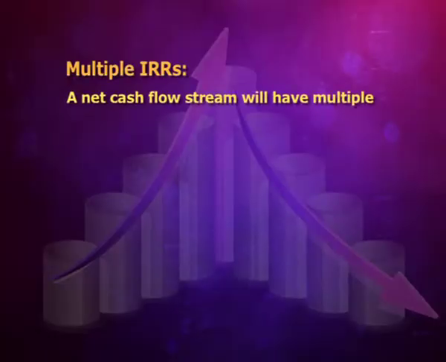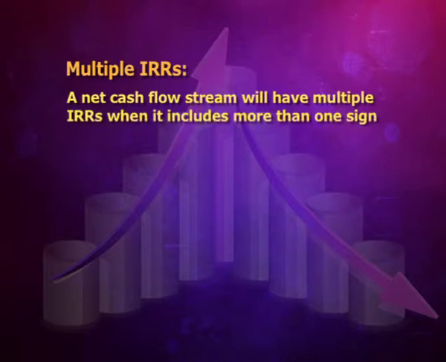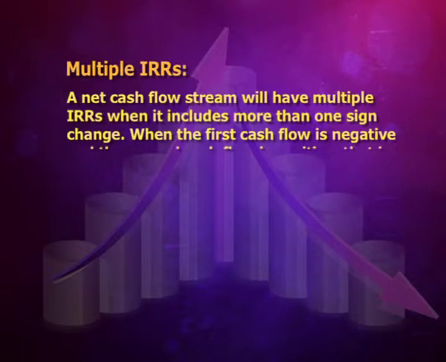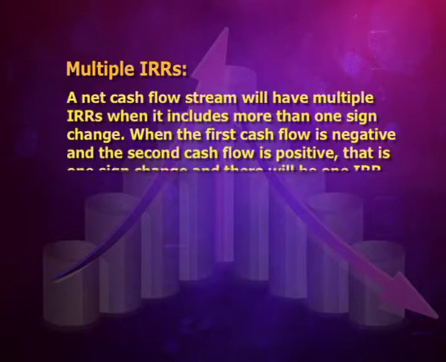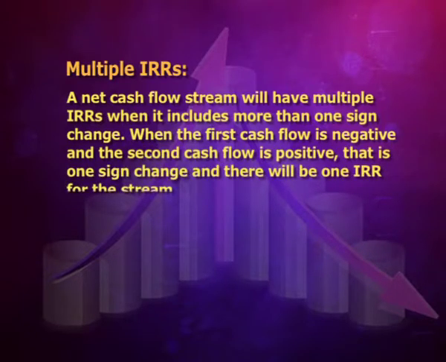Now let's see what is multiple IRR. A net cash flow stream will have multiple IRRs when it includes more than one sign change. When the first cash flow is negative and the second cash flow is positive, that is one sign change, and there will be one IRR for the stream. If another later net cash flow event is negative, that makes a second sign change. There will be one IRR for every sign change in the cash flow stream. In such cases, it is probably best to consider the IRR closest to the real cost of capital as the true IRR. So, in the case of positive cash flows followed by negative ones and then by positive ones, the IRR may have multiple values.